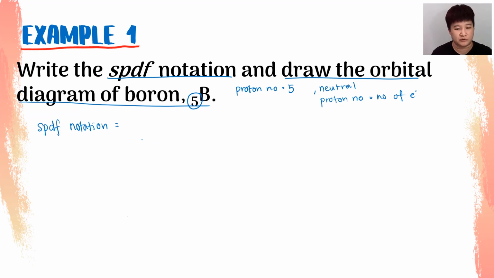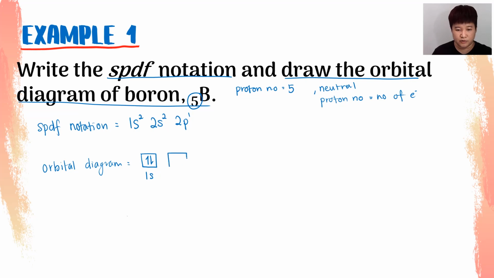For the SPDF notation, we will always start with 1s2. And then we move up to 2s2. We already filled in 4 electrons. So one more will be 2p1. While for the orbital diagram, 1s will be 1 box. I have 2 electrons, in opposite directions.